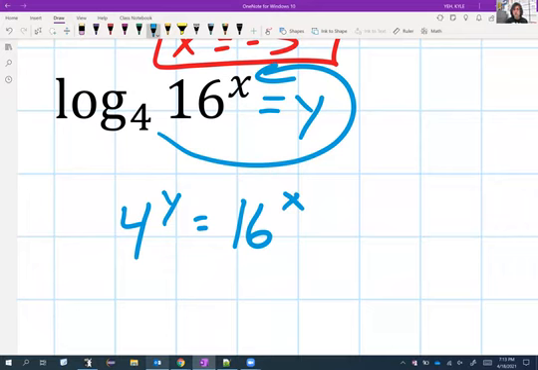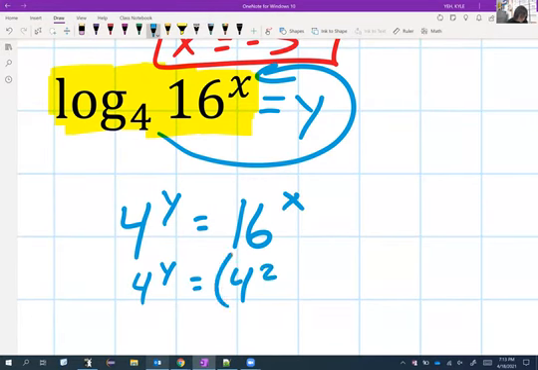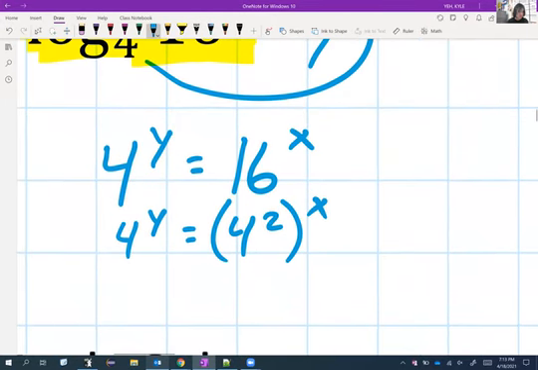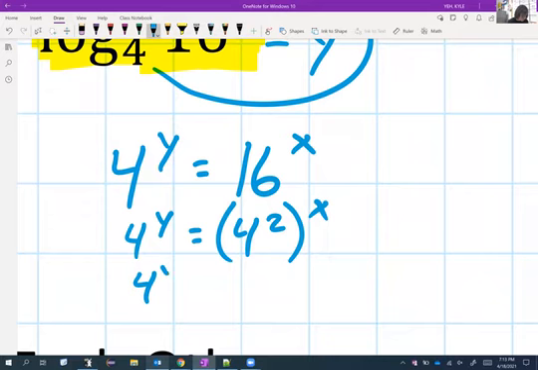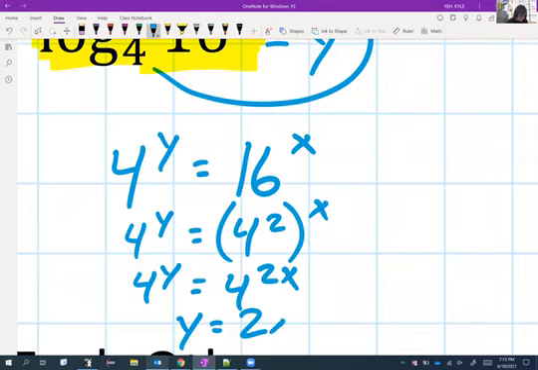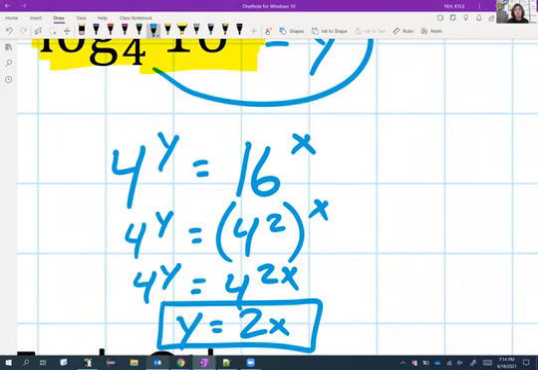Now, what are we trying to solve for in this problem? We're trying to get y by itself, because as soon as we get y by itself, we know we've solved it, because we decided that the original problem statement is equal to y. So we just got to get y by itself here. So rewriting the sides so that the bases match, I see 4 to the y power equals 4 squared to the x, because 4 squared is 16. 4 to the y power equals 4 to the 2x. Bases are the same. We can just set the exponents equal to each other and we get y equals 2x.